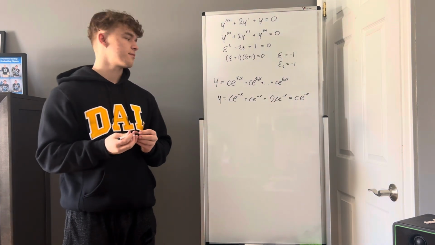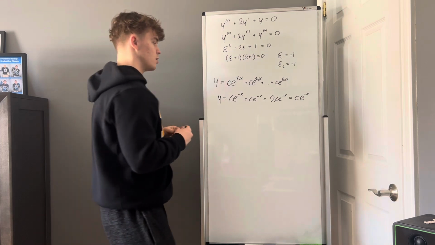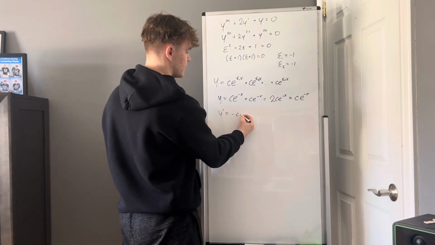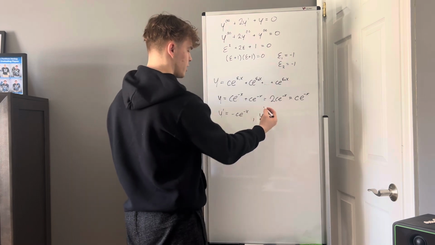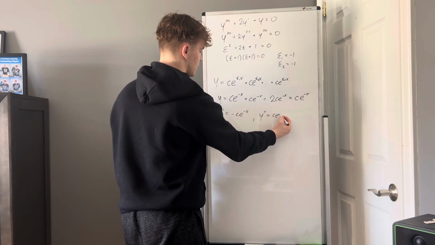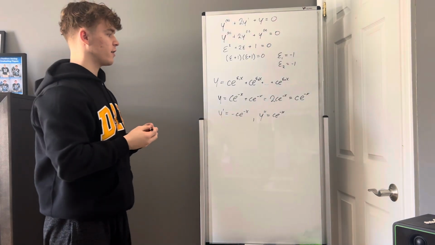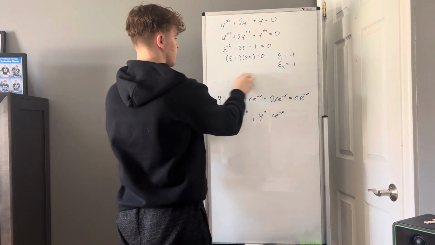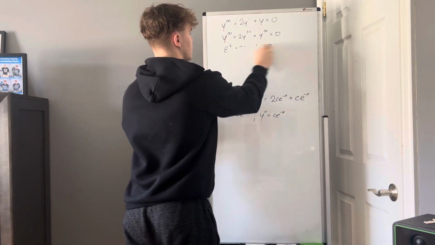Now let's check our answer. Well, we've got a y double prime and a y prime in here. So y prime is going to be negative c e to the negative x using the chain rule. And y double prime is just going to be the same as y. So let's plug it into our equation and check if we got it right.